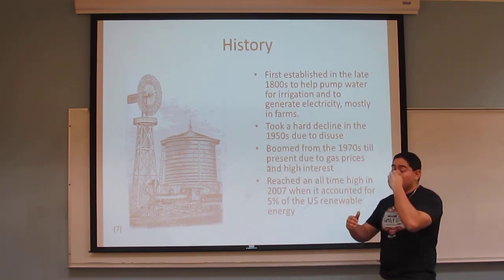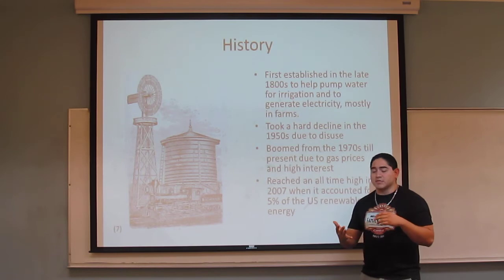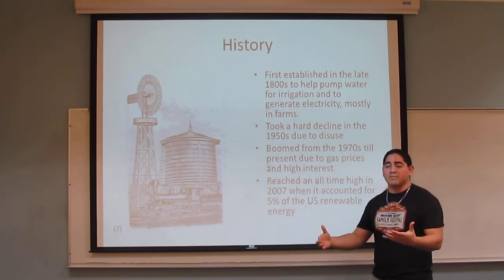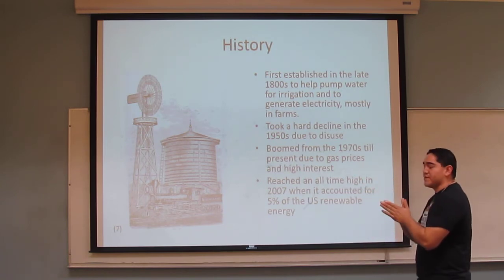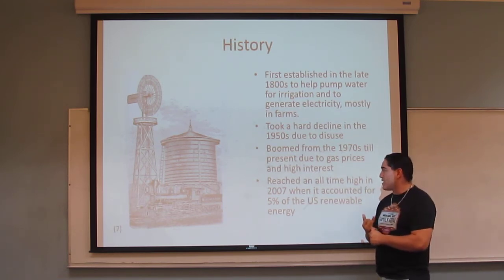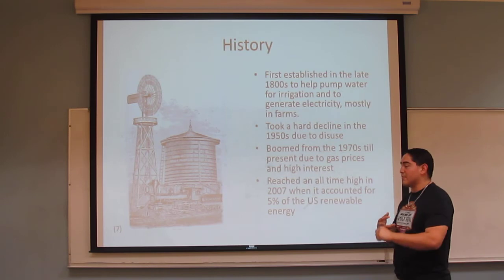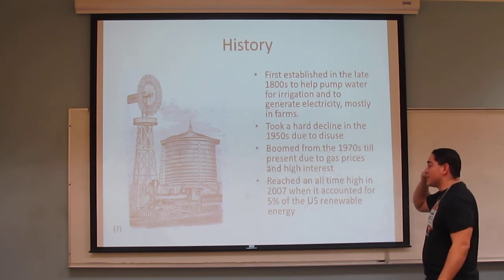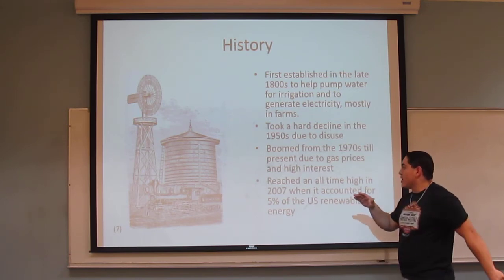It was like a revolution until it took a hard decline in the 1950s due to disuse. And this disuse came from low gas prices, low interest rates, which allowed people to use other means to generate electricity. And it stayed like this for quite a bit of years until it boomed again in the 1970s. And this was again due to high gas prices, high interest rates, and alertness of the ozone damage that was created due to these emissions. And this booming started a revolution pretty much, and it reached an all-time high in 2007 when it accounted for 5% of the US renewable energy.